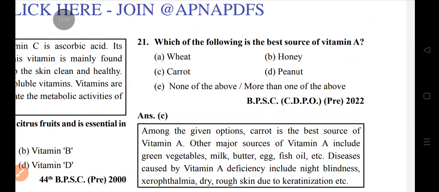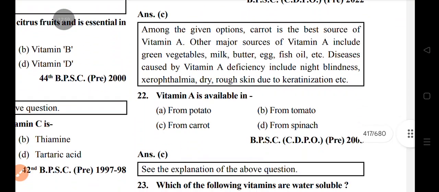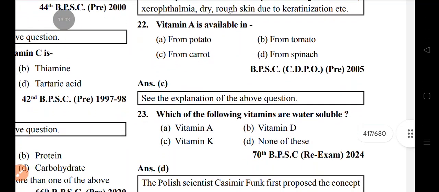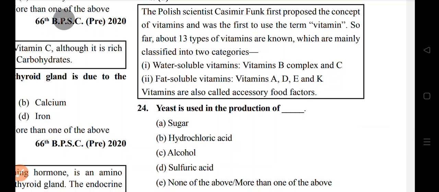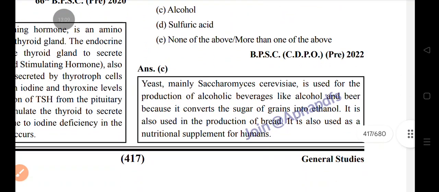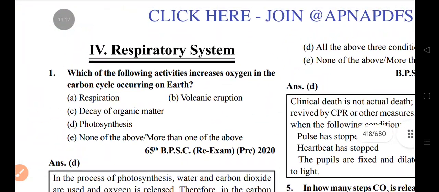Which of the following is the best source of vitamin A? Carrot. Vitamin A is available in carrot. Water soluble vitamins; ADEK are fat soluble. It is used in the production of alcohol. Respirate.